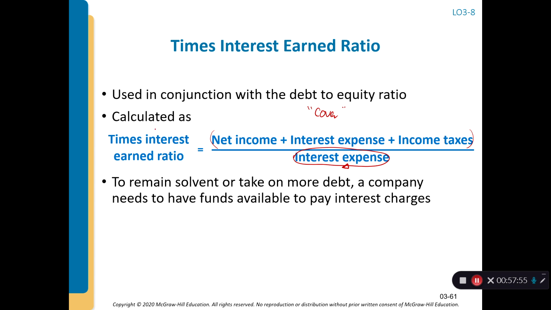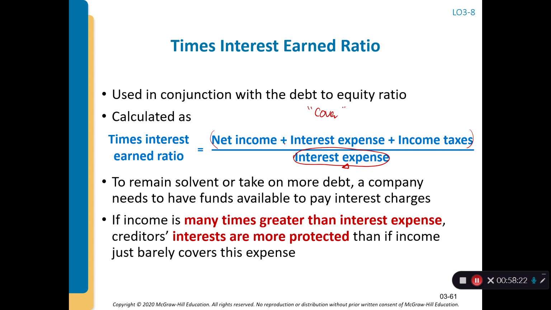And if the income is many times higher than interest expenses, the creditors' interests are more protected, right? And if the income barely covers the interest expenses, for this purpose, income should be the amount available to pay for interest, which means you need to add it back.